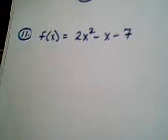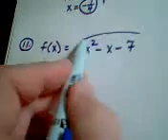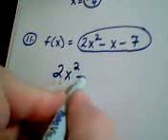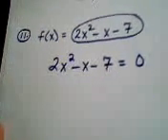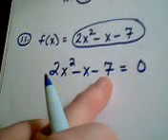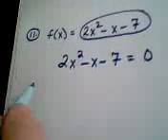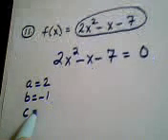Now, here's another quadratic function. 2x squared minus x minus 7 is the function. If I want to find the zeros, I take the y value of the function, which is 2x squared minus x minus 7, and I set it equal to 0. Now in this case, this expression, 2x squared minus x minus 7, does not factor. So I'm going to apply the quadratic formula, since it's already in standard form. A is 2, B is negative 1, and C is negative 7.